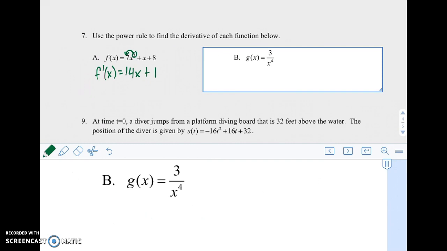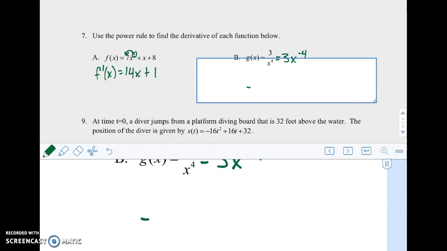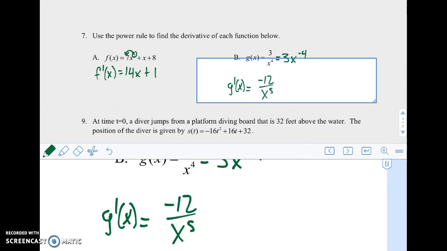For part B, I would write this in the form 3x to the negative 4th power. And then you can use your standard power rule on it. Just make sure you're subtracting 1 and not adding 1. So if you then simplify, you end up with an answer of g prime of x equals negative 12 over x to the 5th.